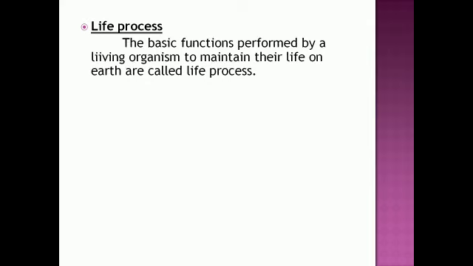It is written as: the basic functions performed by a living organism to maintain their life on earth are called life process. Now, by this, what do you understand? It is very simple. It simply means that we as an organism are made up of various organs like our brain, our heart, our lungs, our kidney, our digestive system, our excretory system, our reproductive system. Now, these organs perform their own various functions.